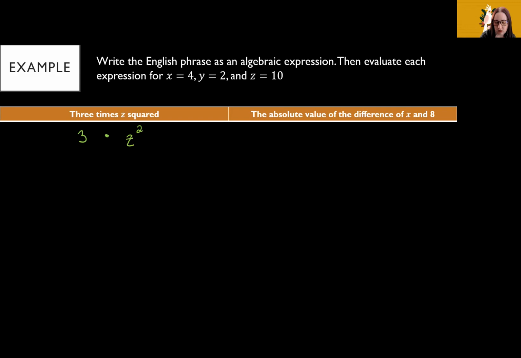So that's the translation part, and then we're going to plug in. And whenever we plug in with variables or with an exponent, you put the thing you're plugging in in parentheses. So z is equal to 10. So I'm going to have 3 times, in parentheses, 10 squared. So now order of operations. Order of operations says exponents happen before multiplication. So I need to square the 10. So that's 10 times 10. So that's going to be 3 times 100. And then I can do that multiplication, and that gives me 300.